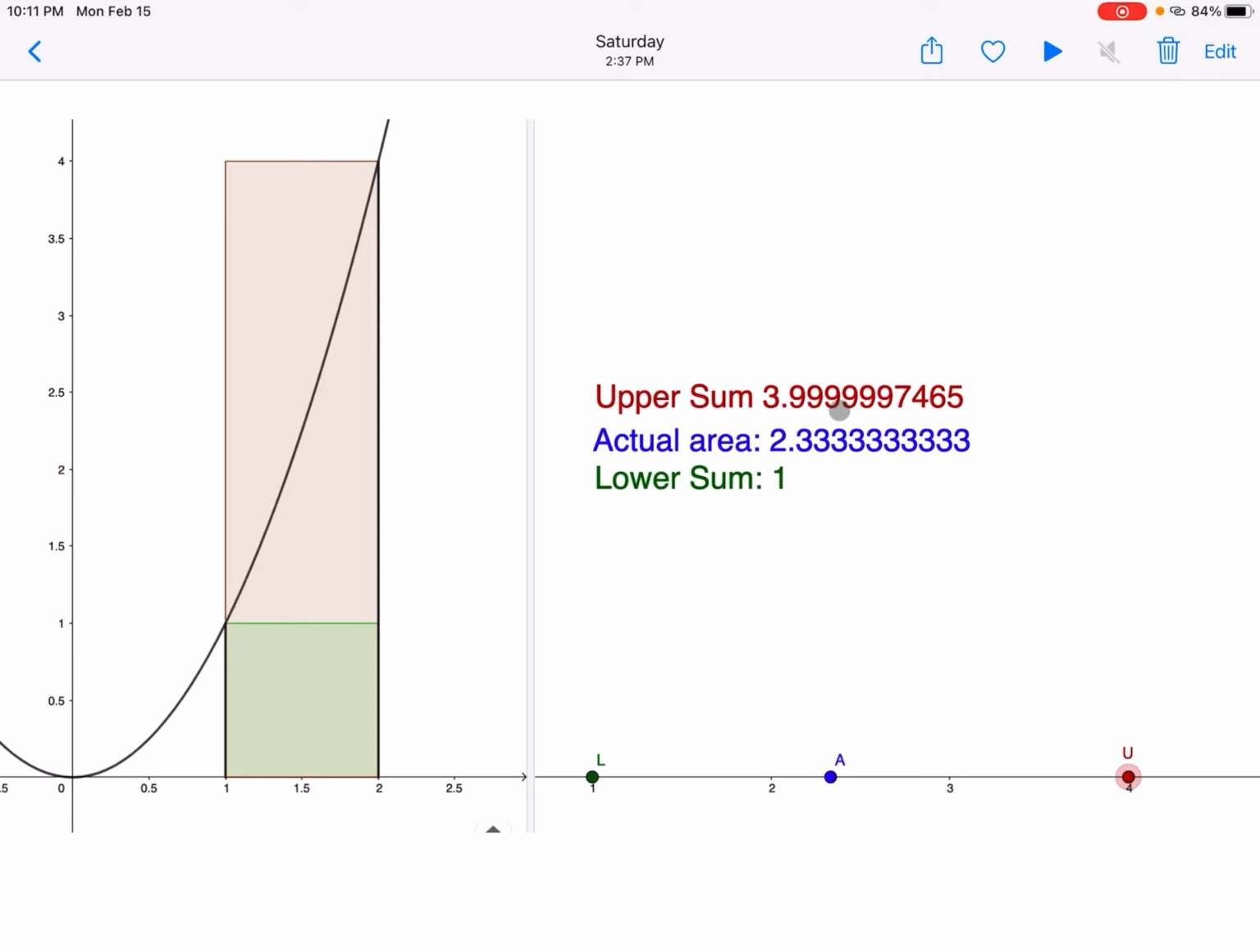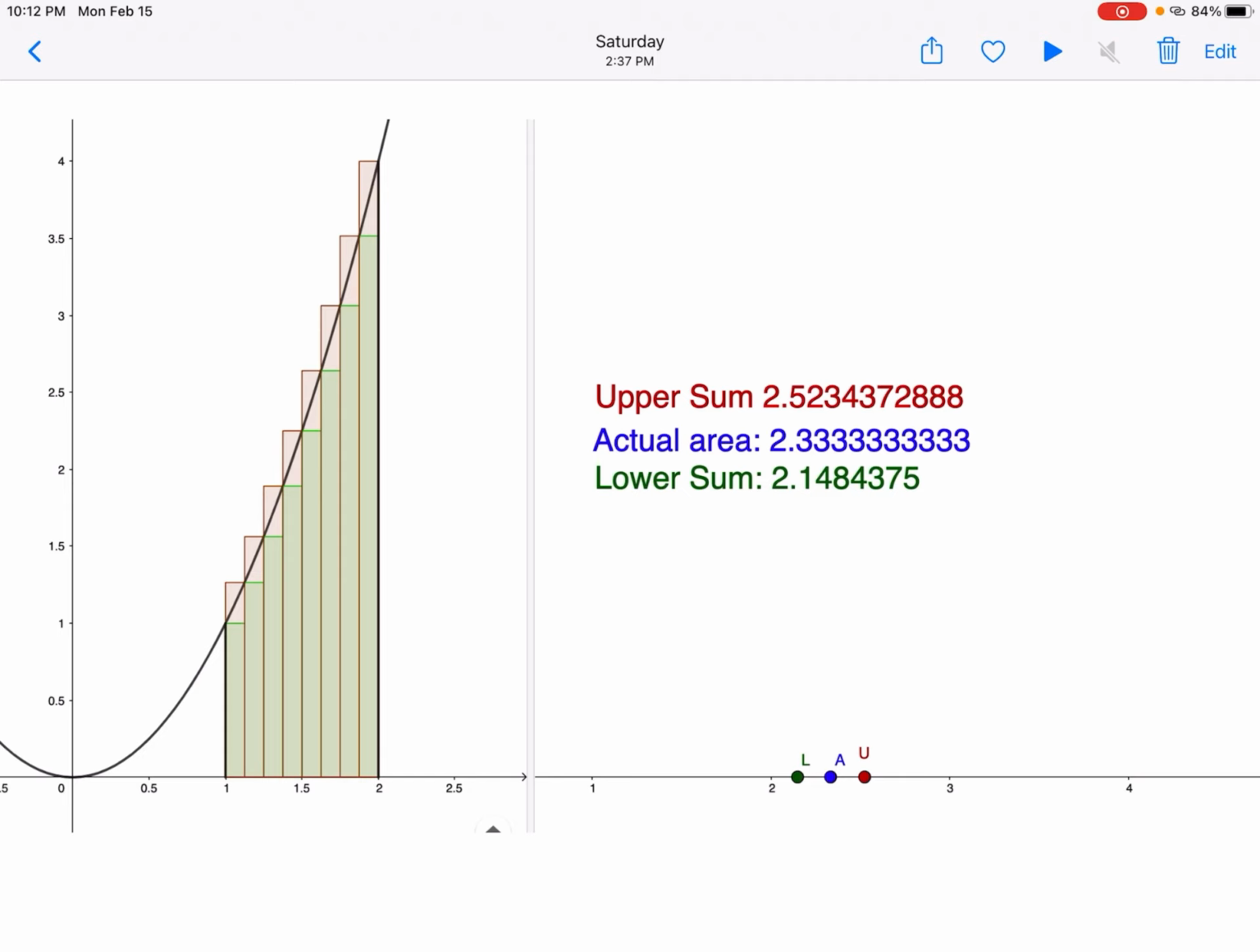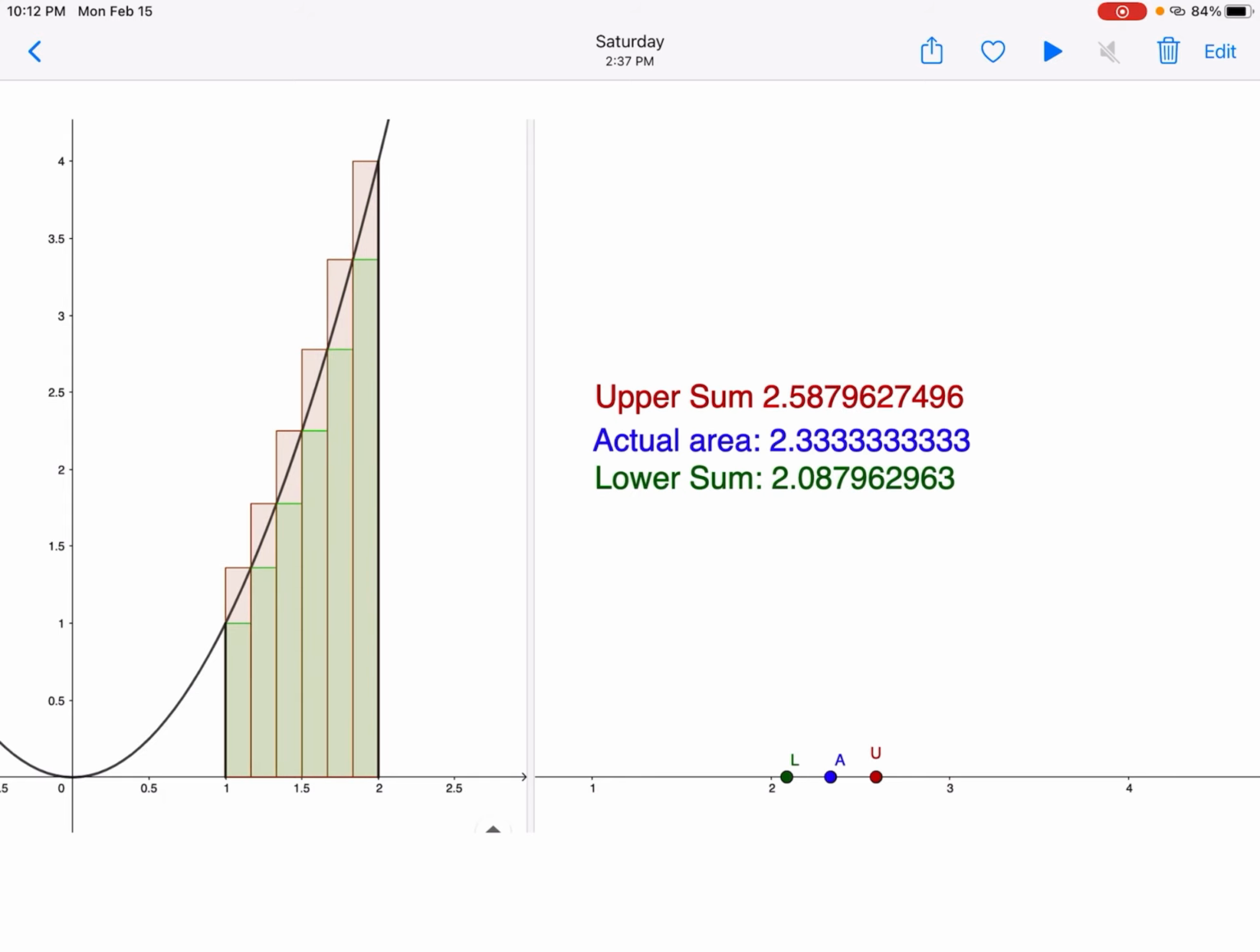Halos 4 na, no? And as we increase the number of rectangles, ano napapansin nyo dun sa area na mas lagpas? Lumiliit din siya, no? So, pareho sila lumalapit doon sa actual area, no? And kung makikita nyo, yung upper sum niya o yung overestimate ng area, and kung titignan nyo yung view dito, it also approaches the actual area from the right.